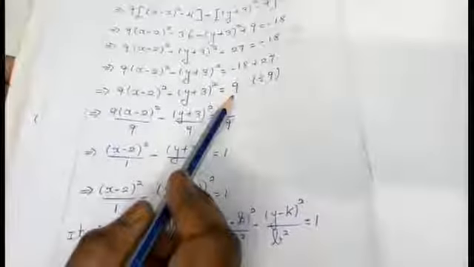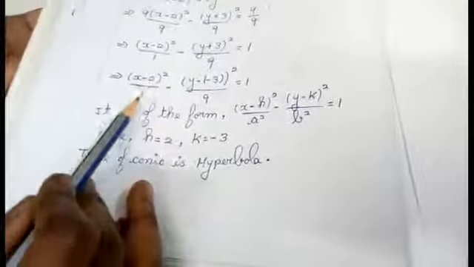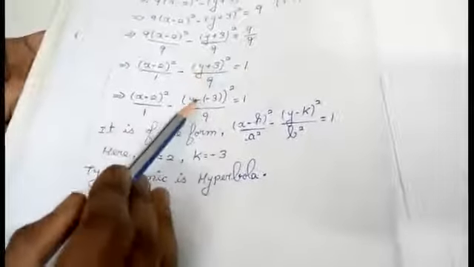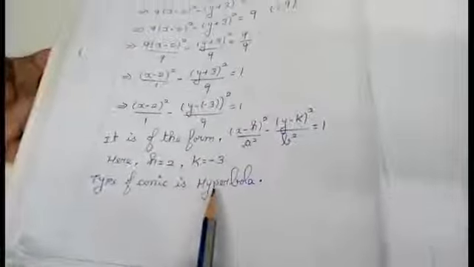In place of 9, I should get the value as 1. So, divide by 9. After dividing by 9, your final answer is going to be in this way. That is (x minus 2) the whole square by 1 minus (y minus of minus 3), instead of plus 3, minus of minus 3 the whole square divided by 9 equal to 1. So, it is of the form (x minus h) the whole square by a square minus (y minus k) the whole square by b square equal to 1. In place of h, I am having the value as 2 and in place of k, the value as minus 3. So, the type of conic I am having here is a hyperbola.